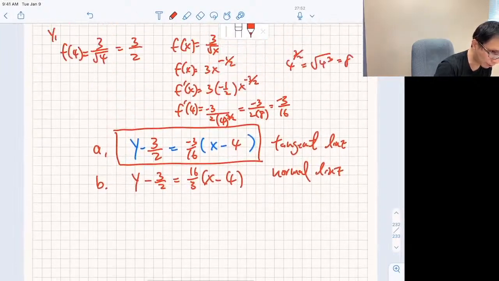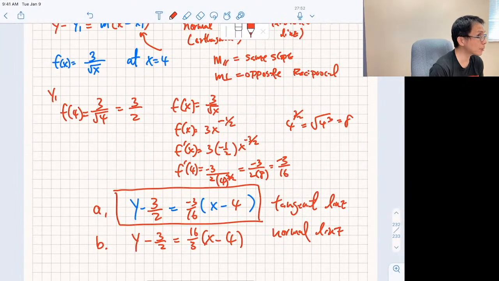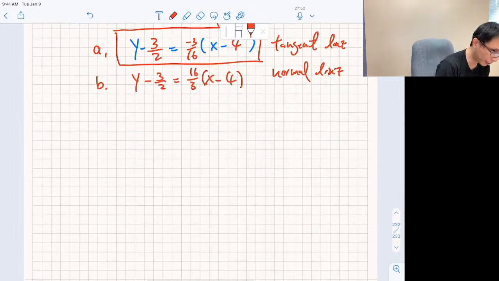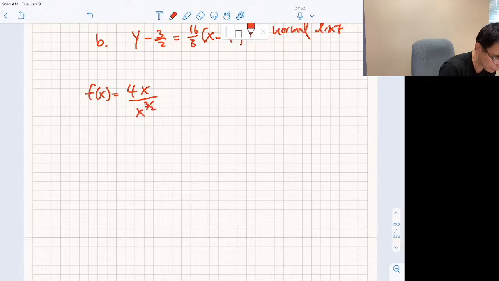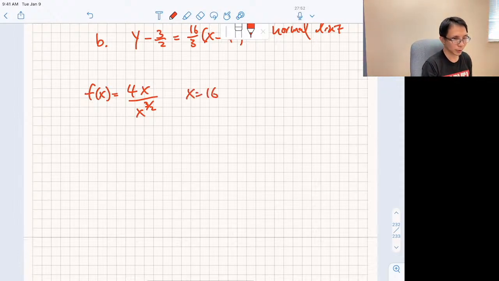All right, so do you think you need a practice problem for this? Yeah. Okay, so I'll give you a practice problem. If I have f of x equal to, I don't know, 4x over x to the 3 over 2, at x equal to 16, I want to find the equation of the tangent line at x equal to 16. Now, the derivative could be harder, right? Depends on the situation, right?